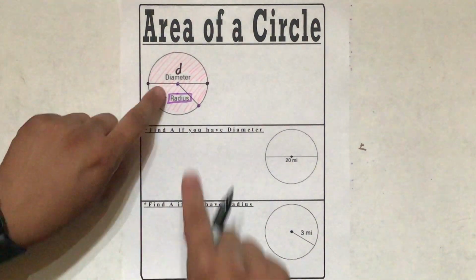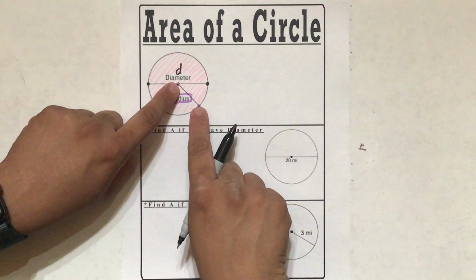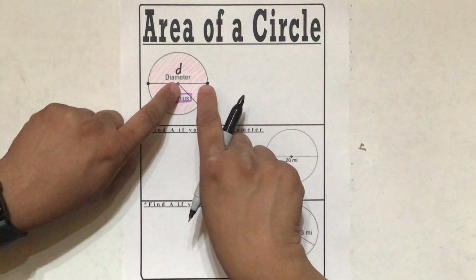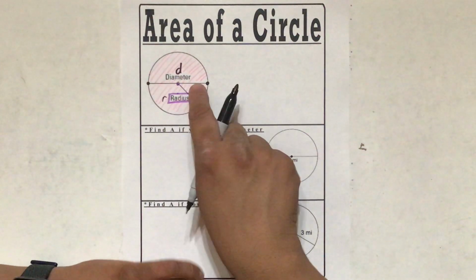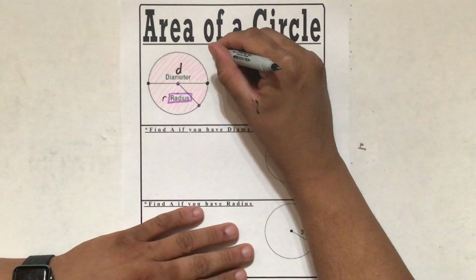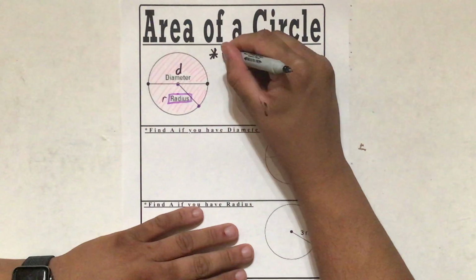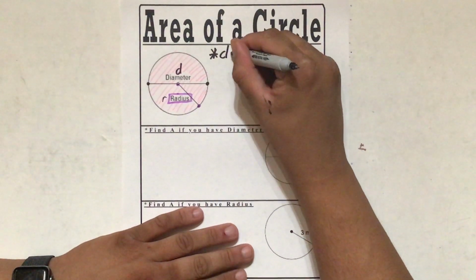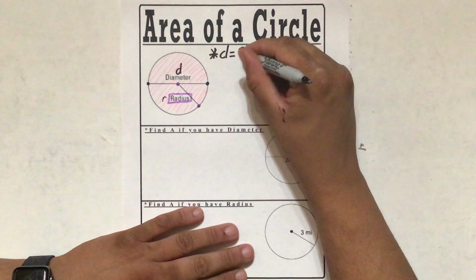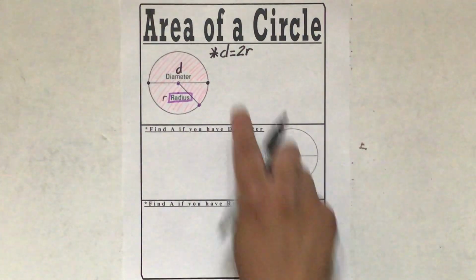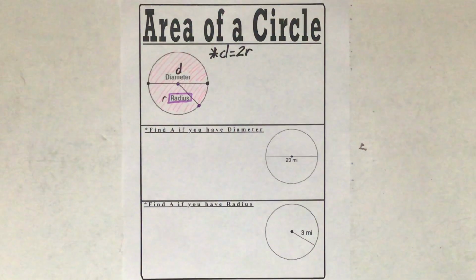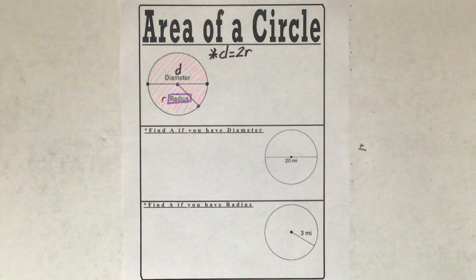Now, if you notice, radius is from the center to the side. From the center to the side here, from the center to the side there. So there are two R's here. So remember that a diameter is equal to two R's. Two of them, two R's. So we have to remember this.